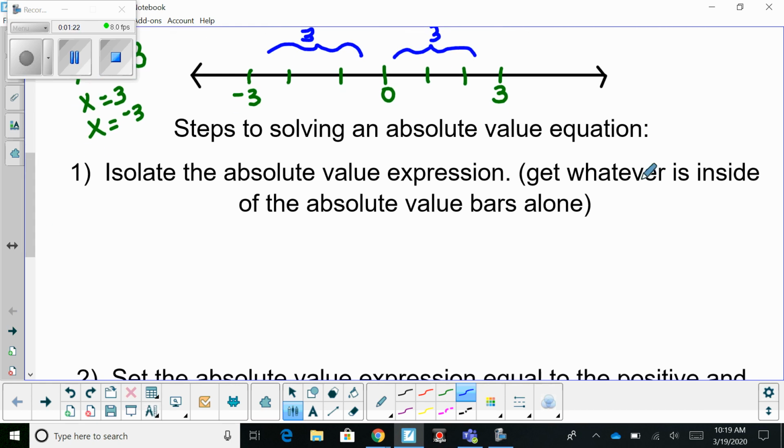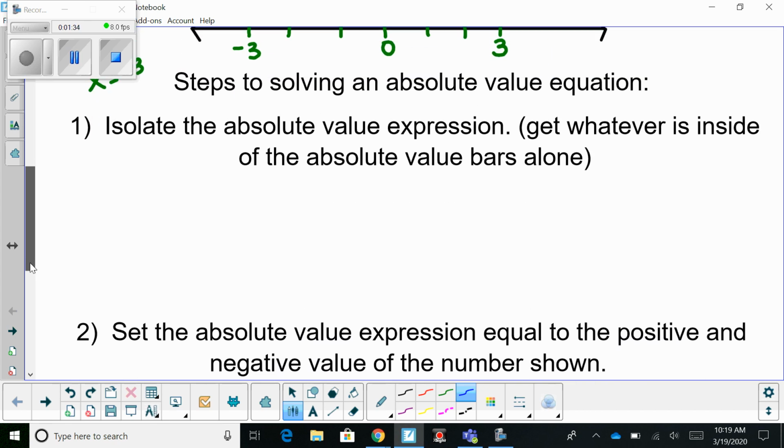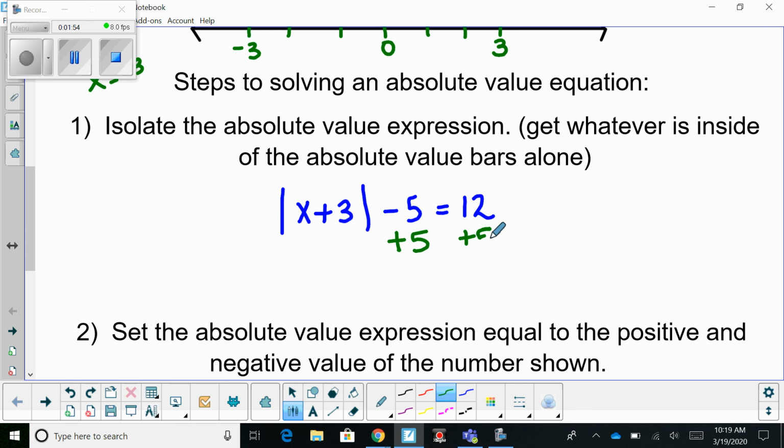The steps to solving an absolute value equation will be to isolate the absolute value expression. Get whatever is inside of the absolute value bars alone. So if I had an absolute value equation, the absolute value of x plus 3, minus 5 equals 12, let's say, I'm going to want to isolate this absolute value right here. So get that by itself first. Add 5 to both sides. And now I have the absolute value isolated on the left. Absolute value of x plus 3 equals 17.